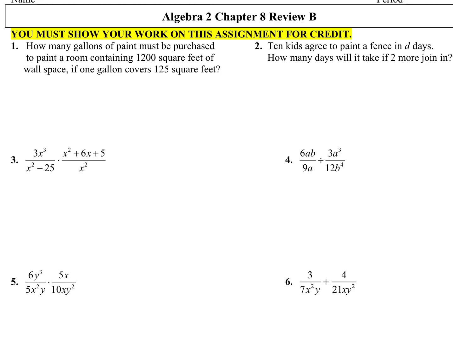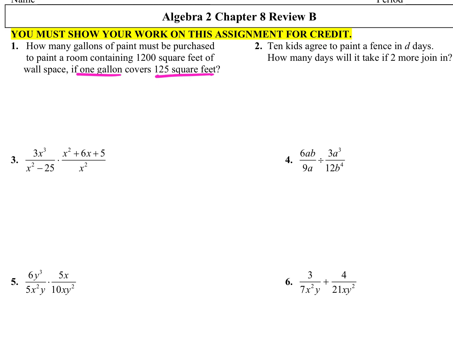The first one. So this is taking it back to that first lesson that we did. It says how many gallons of paint must be purchased to paint a room containing 1,200 square feet of wall space if 1 gallon covers 125 square feet. So the first thing you have to think about is direct or inverse variation here. If the number of gallons goes up, do the square feet covered go up or down? More paint means more square feet, okay? So if they're both moving up, what kind of variation? Direct or inverse? Direct. For direct variation, you set up what? Proportions or products?